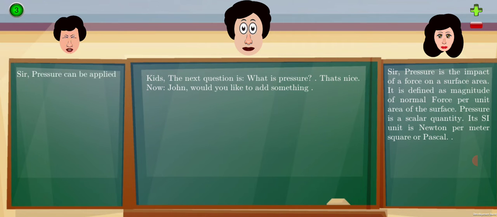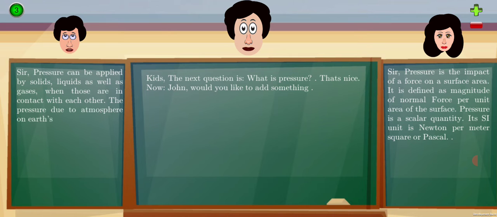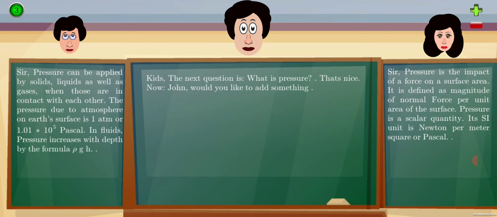Sir, pressure can be applied by solids, liquids as well as gases, when those are in contact with each other. The pressure due to atmosphere on Earth's surface is 1 atmosphere or 1.01 times 10 to the 5 Pascal. In fluids, pressure increases with depth. Very good, absolutely correct. Let's move to next question.